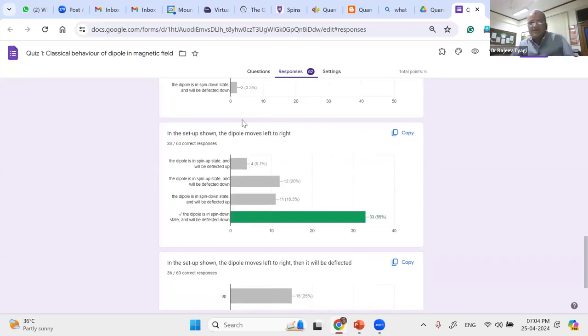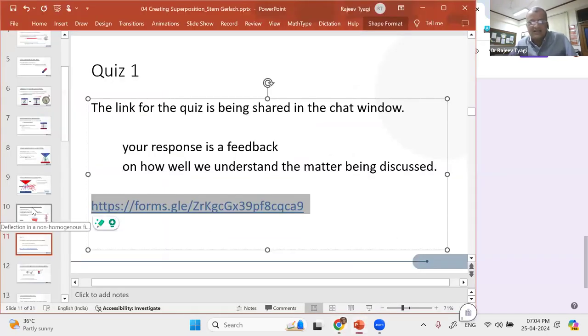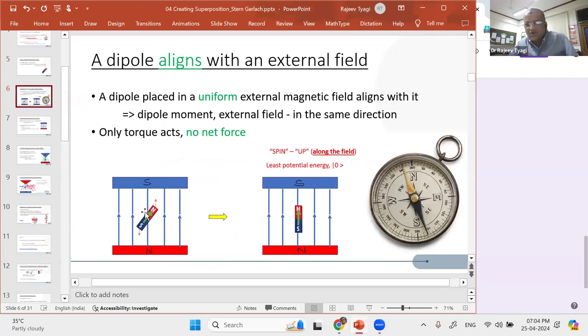Okay. Those who want to submit can keep submitting this answer. But then I'll go back and quickly summarize what we have done so far. One thing: a dipole placed in a uniform field aligns itself along the field, and this is the state of least potential energy, and we call it state zero.